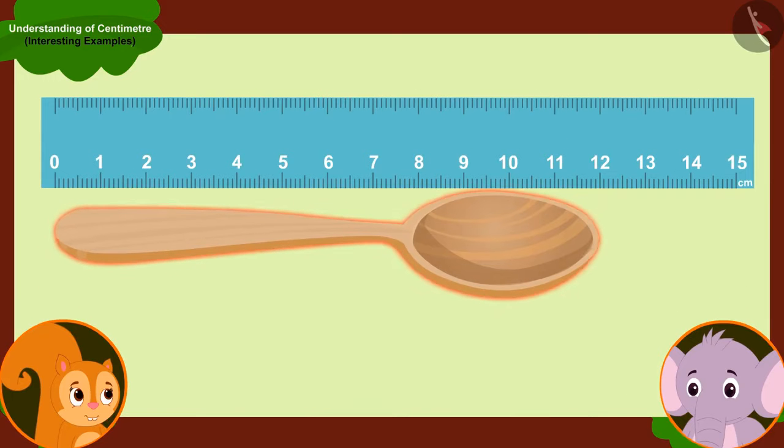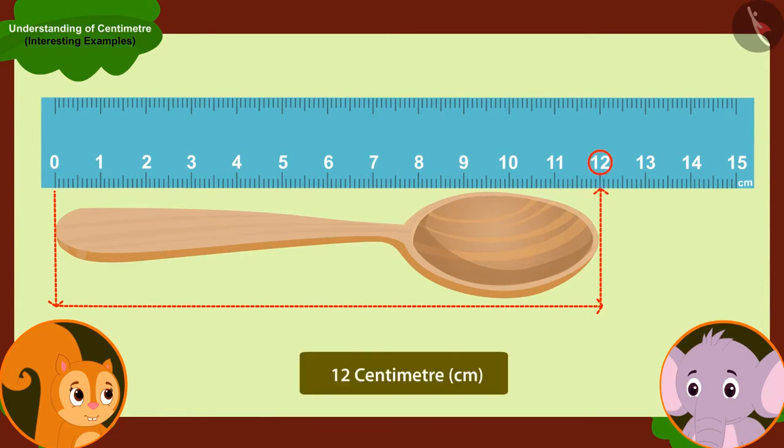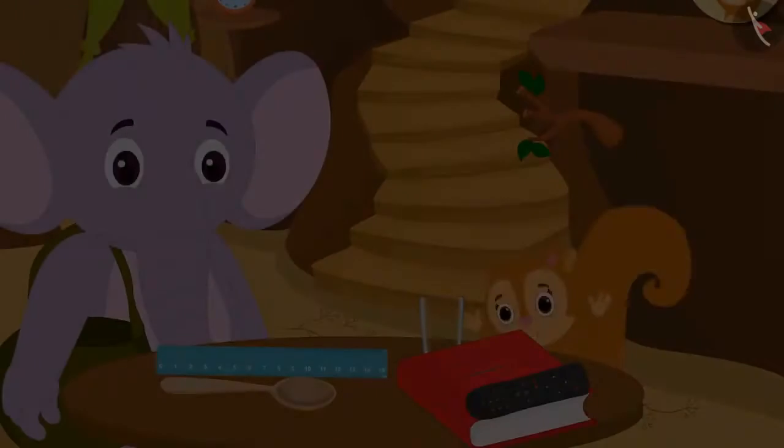Whenever you have to measure the length of any object, you place it next to the ruler in this way and start measuring from 0. The number which is reaching the other end of your object, the length of your object will be that centimeter.